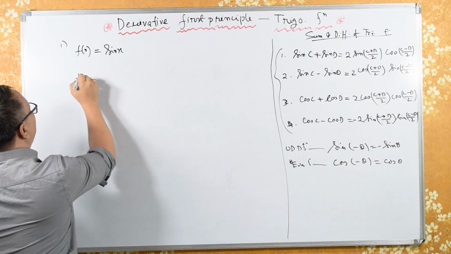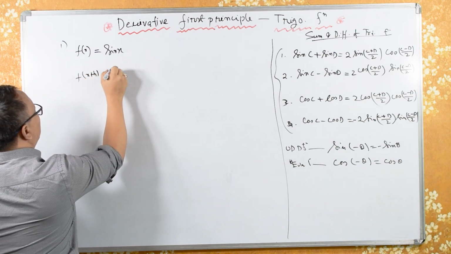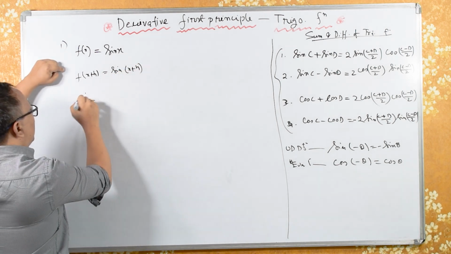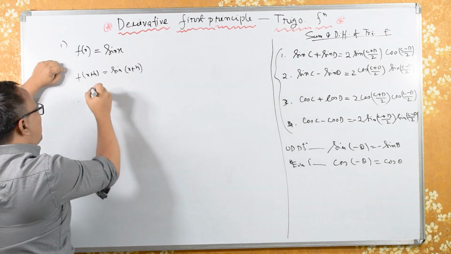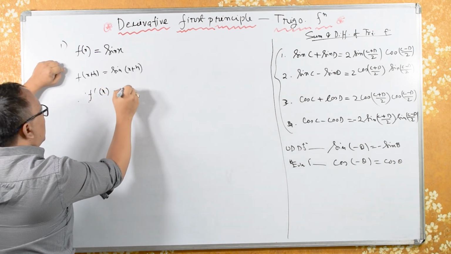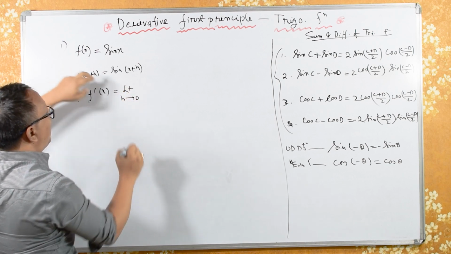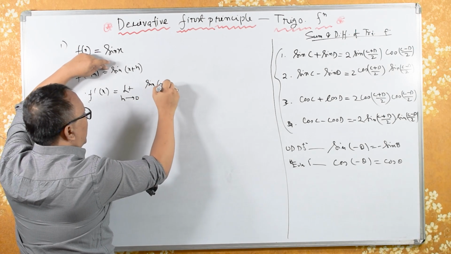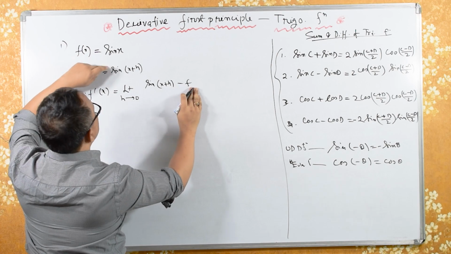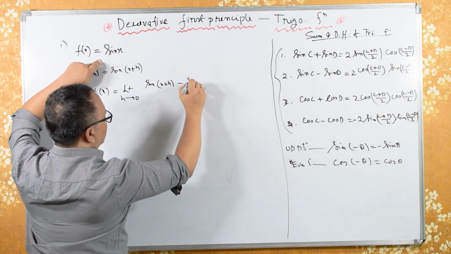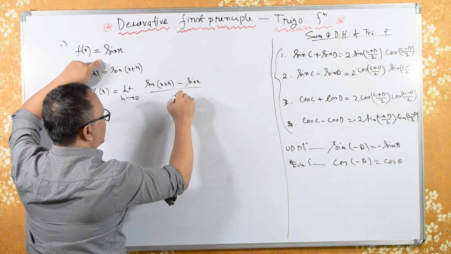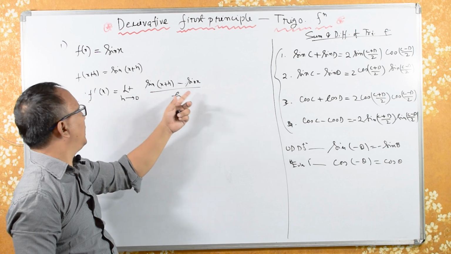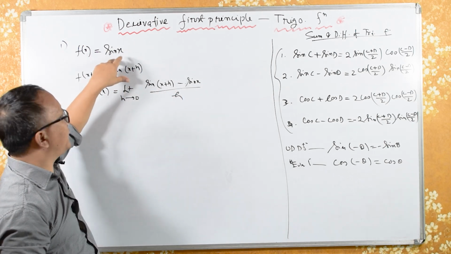f(x) is this. Then f(x+h) will be sin(x+h). Therefore, by first principle, f'(x) equals the limit as h tends to 0 of f(x+h) minus f(x) upon h. Here f(x+h) is sin(x+h), and f(x) is sin x, all upon h. In the previous example, I expanded sin(a+b). The same answer we are getting: the derivative of sin x is cos x.